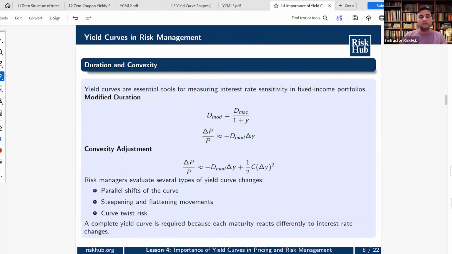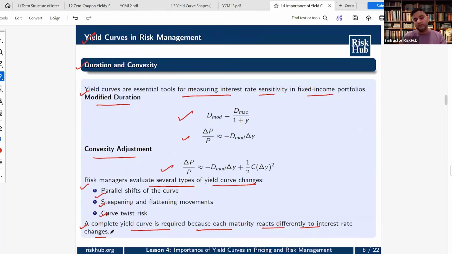Then we get into the next one, which is yield curves and risk management: duration and convexity. Yield curves are essential tools for measuring interest rate sensitivity in fixed income portfolios. Modified duration is given by this formula. Convexity adjustment is given by this formula. Risk managers evaluate several types of yield curve changes: parallel shift of the curve, steepening and flattening movements, plotted versus risk. A complete yield curve is required because each maturity reacts differently to interest rate changes.